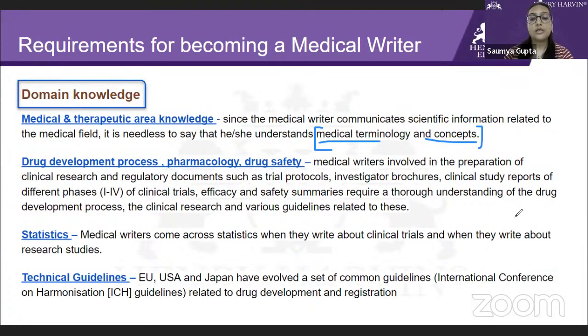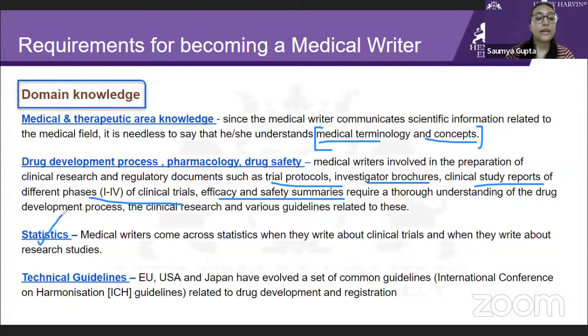Then the drug development process, of course, especially if you want to work as a regulatory writer, knowledge about regulatory documents, like when you're writing trial protocols, investigator's brochure, clinical study reports of clinical trials, efficacy and safety summary. So it requires a thorough understanding of the drug development process, clinical research, and there are various guidelines also. So you should be aware of those guidelines. All these guidelines, documents, how you have to write them, clinical research, what are adverse drug reactions, everything is included in the course. Then statistics.